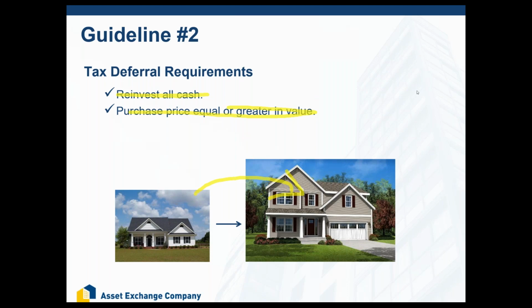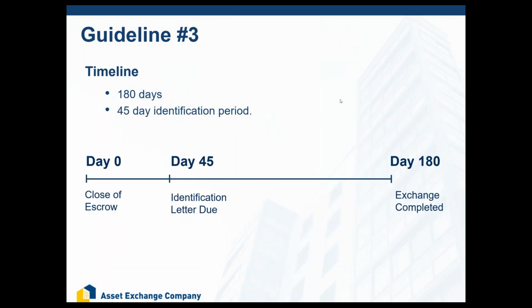Reinvest all of your cash and purchase property equal or greater in value. Now, rule number 3. When you do your 1031 exchange, and this is the most harrowing part of the exchange process, you have to do it within a certain amount of time. The government gives us 180 days to complete a 1031 exchange, and our time frame starts the day we close escrow on the sale property.